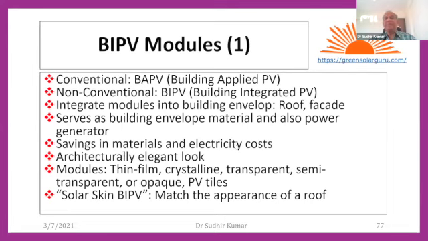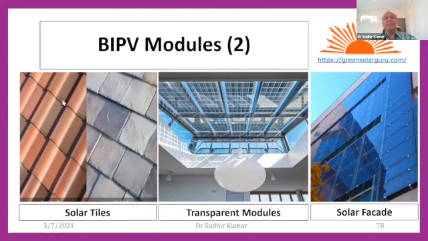Saving in material, electricity cost is reduced, and architecturally it looks nice. Modules are thin film, crystalline, transparent, different types. Solar skin is also a very interesting thing. It means if you have a roof of that color, the solar modules are also of that color. So you see here, these are not tiles. These are not roof tiles. These are solar cells. Interesting thing. And this is transparent, for the light to come inside. And this is facade.